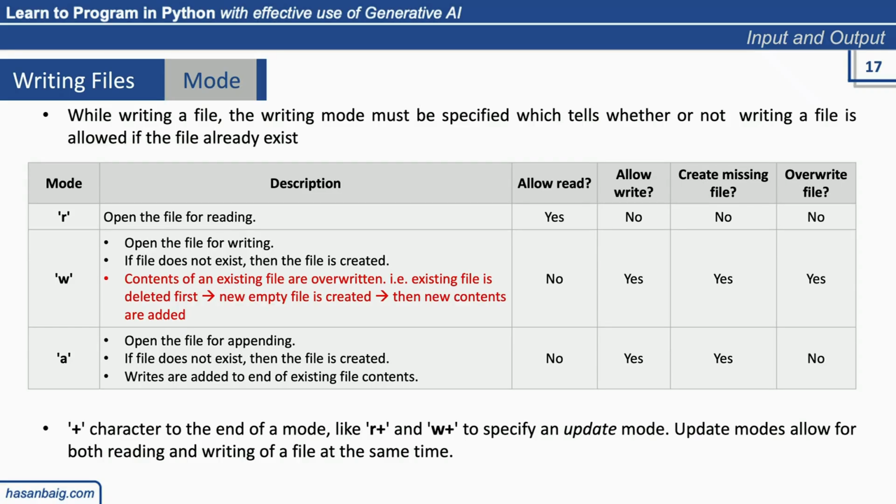So R plus mode is appropriate because you can read the existing content, and with the help of plus, you can also write new contents back into the same file. Make sense?